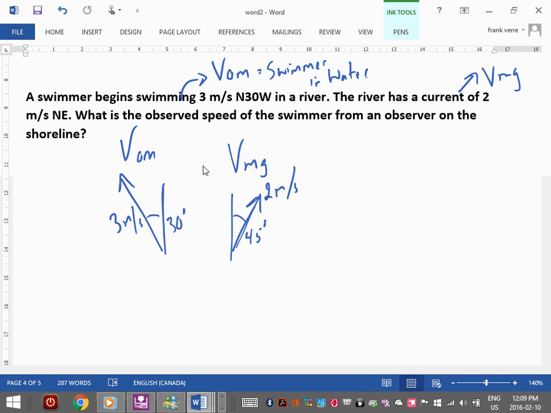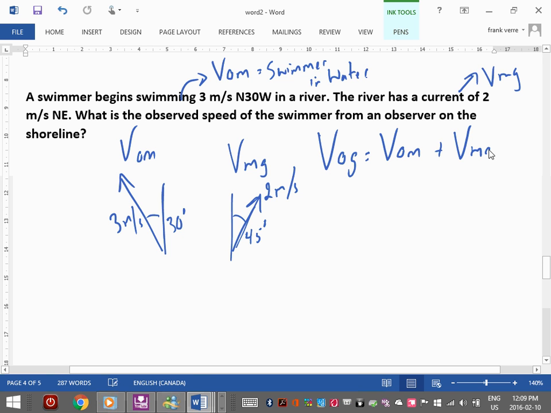If you think about it, the object is the swimmer. If you were on the shoreline watching the swimmer, it would make sense that the result of what you're seeing is the sum of the swimmer speed in the water, the object in the medium, plus the medium itself. So we could say that the object relative to the ground would be the sum of the object relative to the medium plus the medium relative to the ground. Now the object is the swimmer, so if you want to change it to swimmer, and the medium is what? The water. We can change our labels if that is better for you, okay?